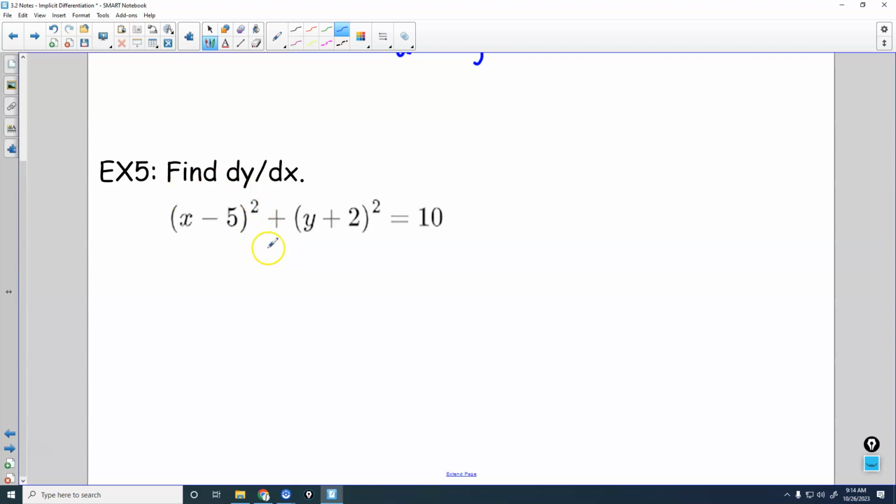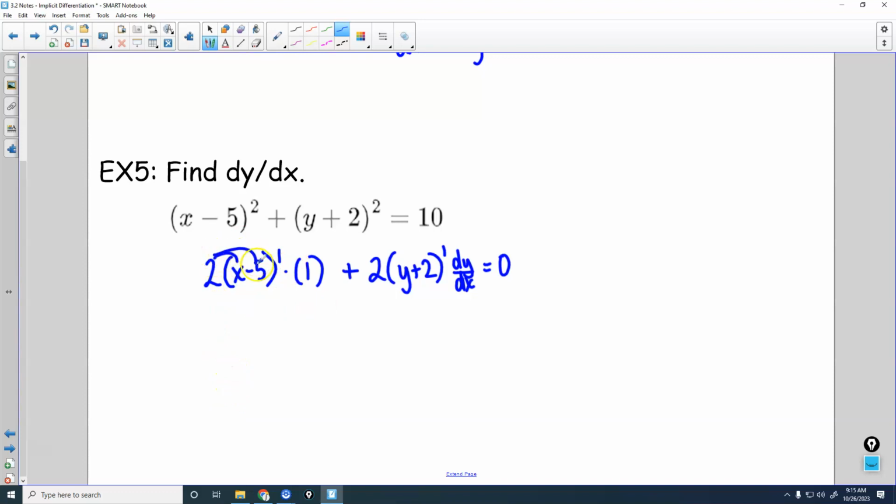So if I take this derivative, I have to use the chain rule right here. I would have 2 times (x minus 5) to the first power, and I would multiply by the derivative of the inside. That would just be 1 here. Then I would need to take the derivative of the second part. So I would have 2(y plus 2) to the first power, and I would need to multiply by the derivative of the inside, which would be dy/dx, because the derivative of that y is 1 dy/dx. And then this would be 0.